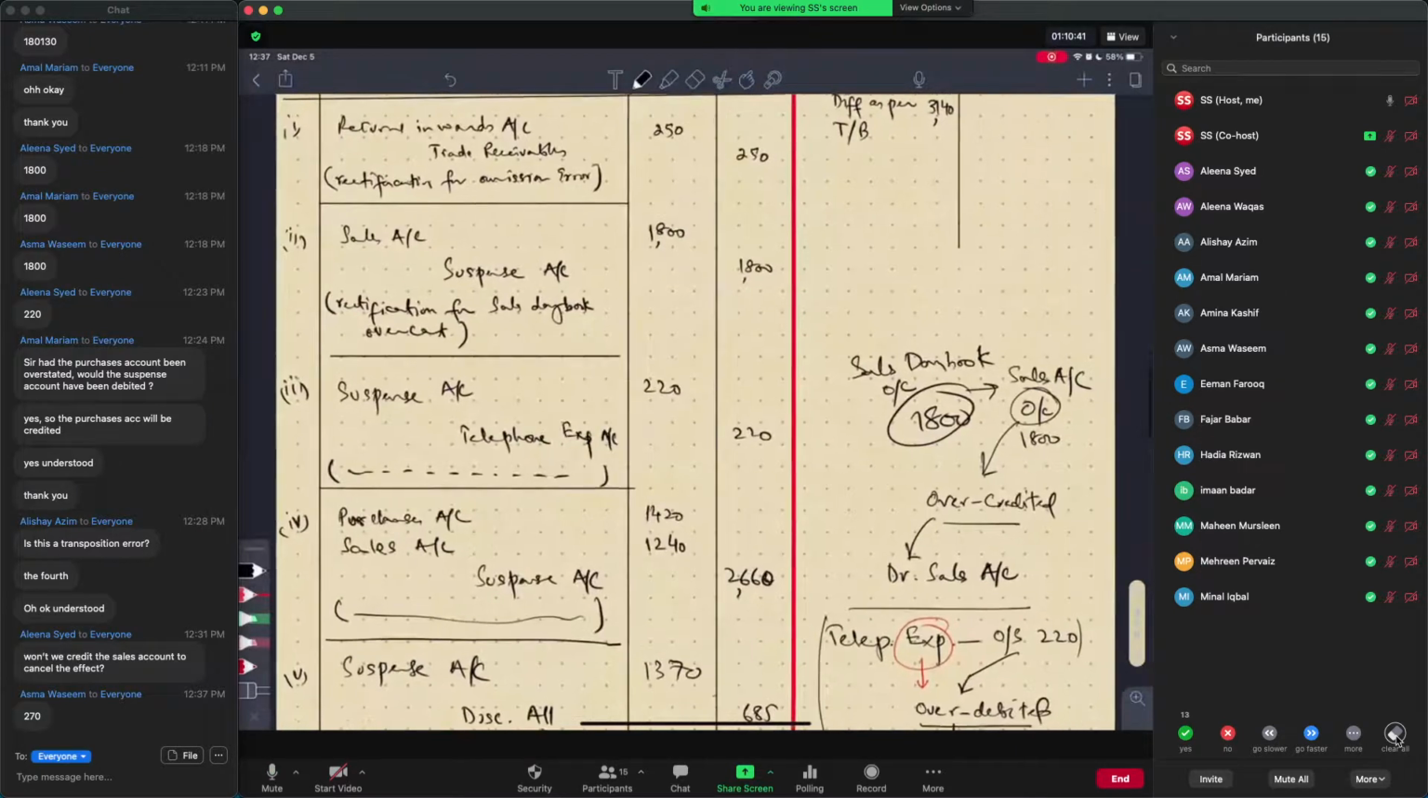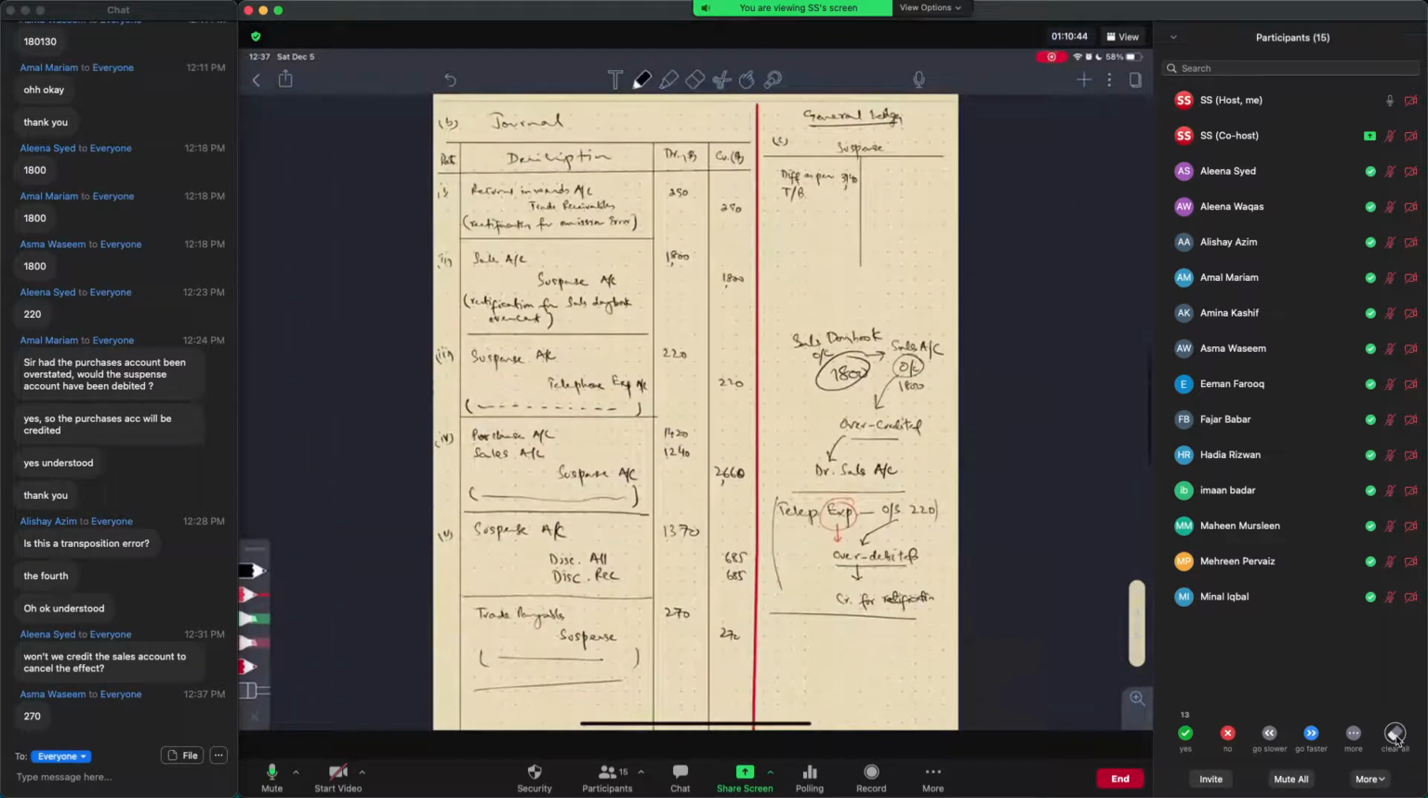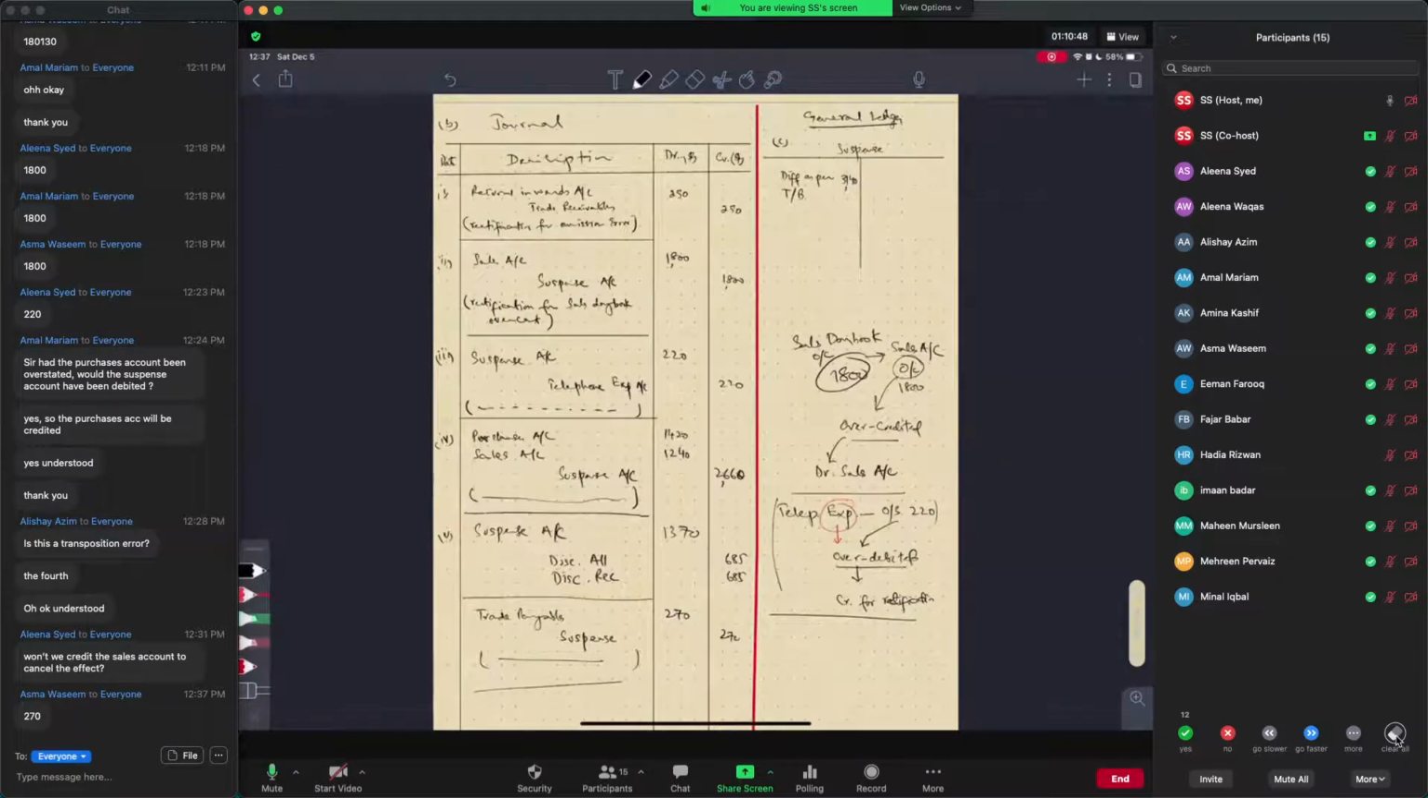So we understand all the journal here. Give me a green check. All the entries are right in front of you. Okay, it's simple.